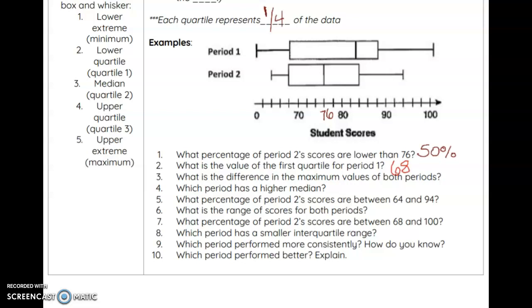What is the difference in the maximum values of both periods? So maximum value would be here for period 2, and then looks a little bit over 100. We'll just say it's 100. So we got 94 and 100. So subtract 100 minus 94, and you would get the difference is 6.